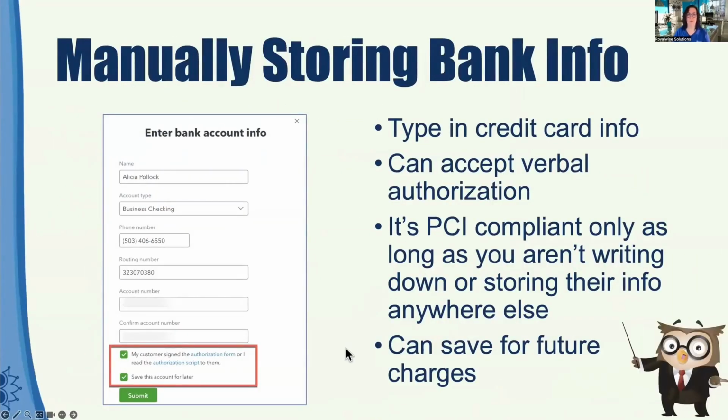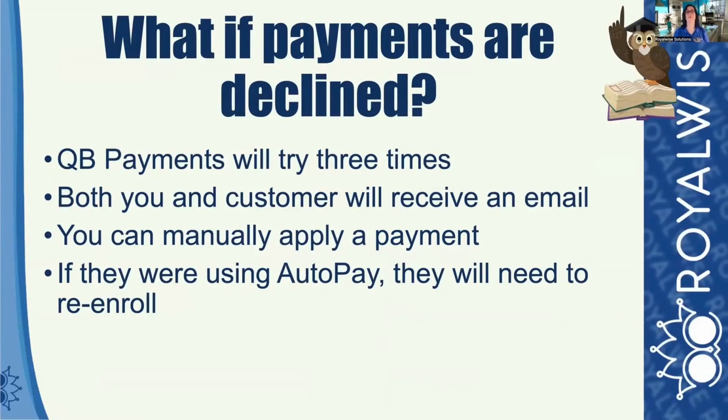Okay, and I showed you manually storing the information for the future. What if you process a payment and it's declined? What if you do a bank transfer and they don't have enough money in their checking account, or their credit card is maxed out? QuickBooks Payments will try it 3 times. You'll get an email. The customer will get an email. And if the customer calls you up and pays with a different method, you can delete that payment and use a different payment method. If they were using the auto pay options that we're about to talk about, it will actually cancel that payment method and they will have to put in a new payment method.